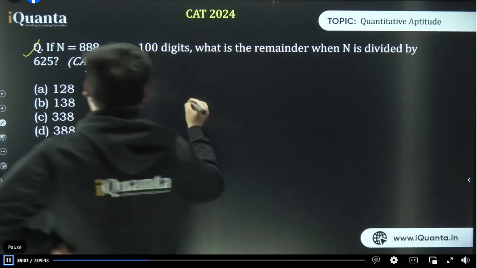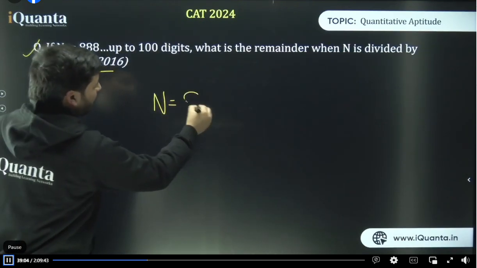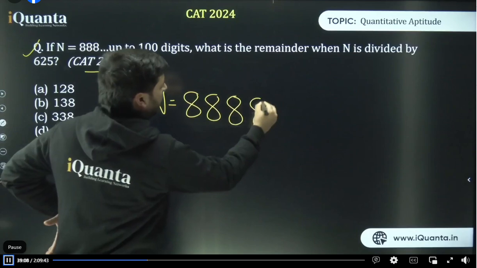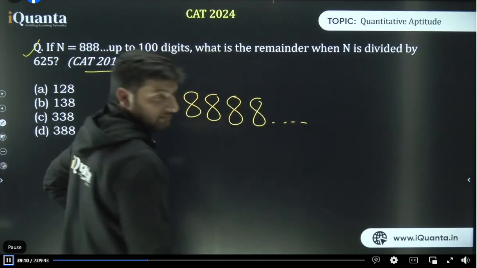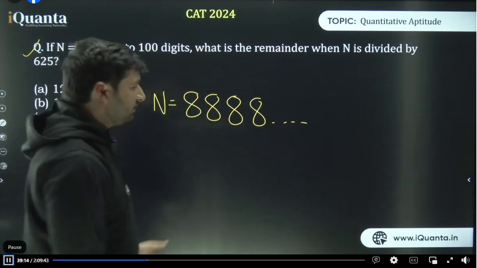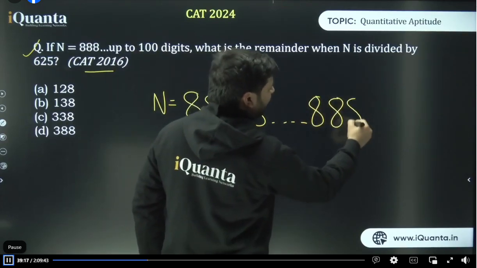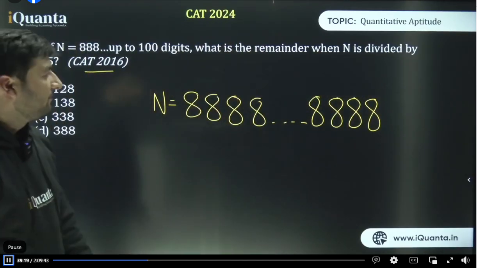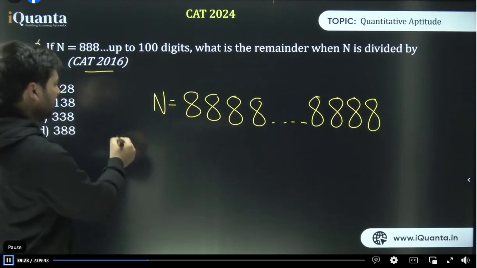Now, this is a big number which says that n is equal to 8888, keep repeating this till 100 digits, right? So if this is getting repeated till 100 digits, obviously the number would also end with 8s only. There will be so many 8s, right? This has to be divided by 625.